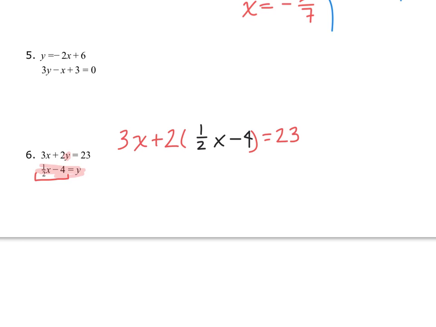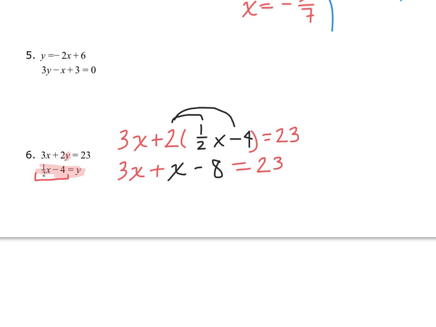So now I have 3x plus, and I can distribute that 2. So 2 times 1/2, so half of 2 is 1x. And 2 times negative 4 is negative 8. Is equal to 23.